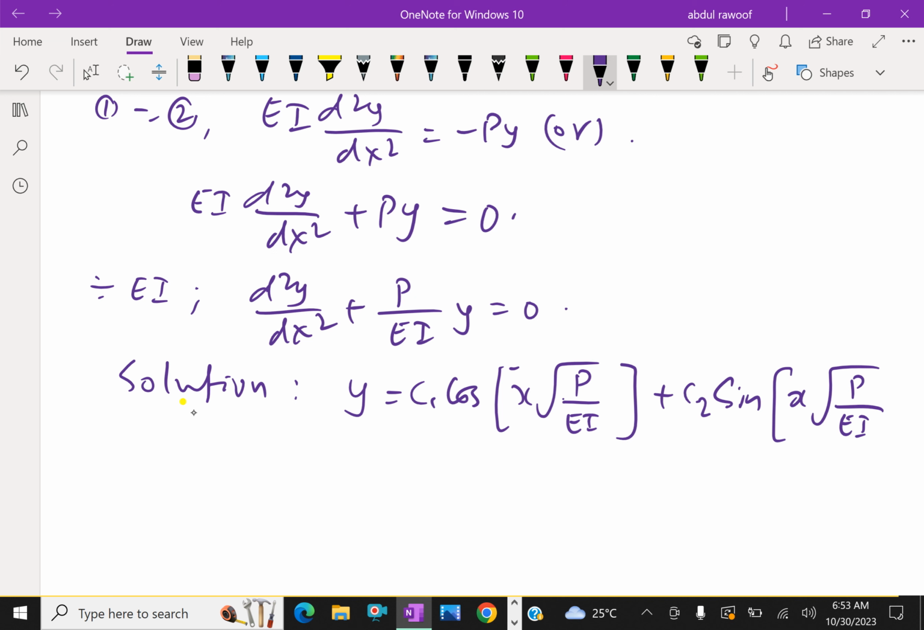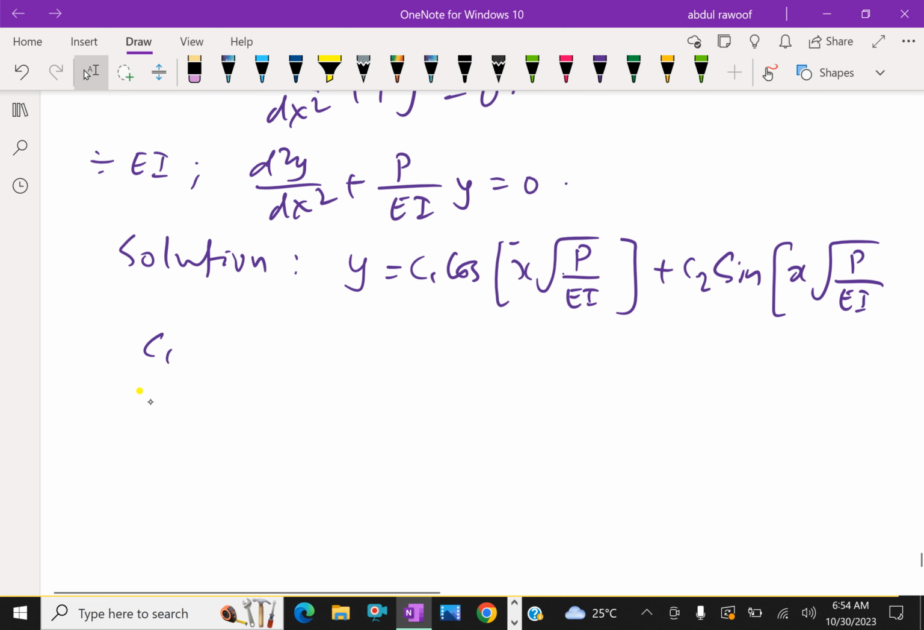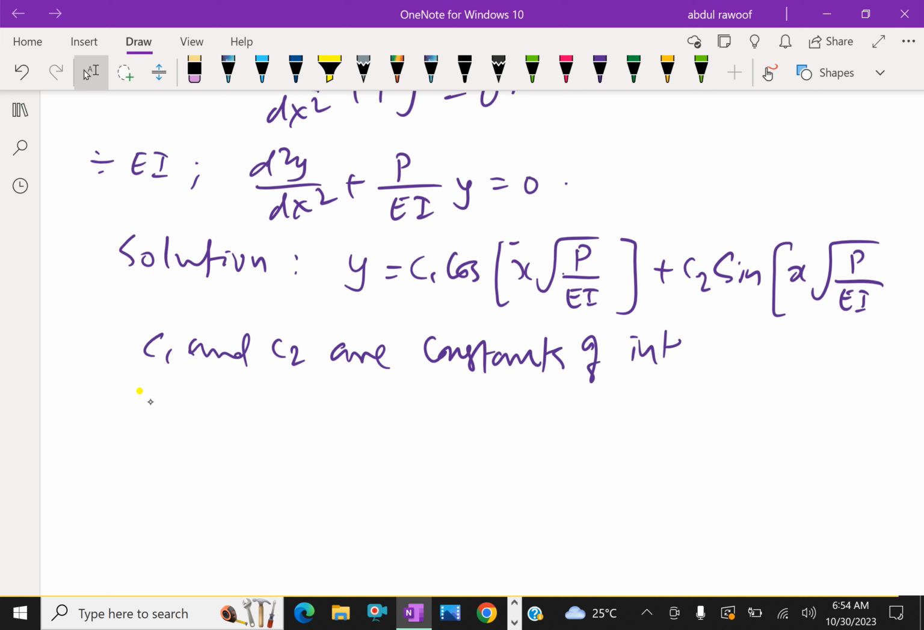Here C1 and C2 are constants of integration. This is the solution of this equation.